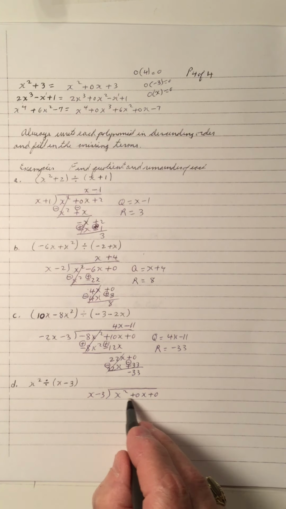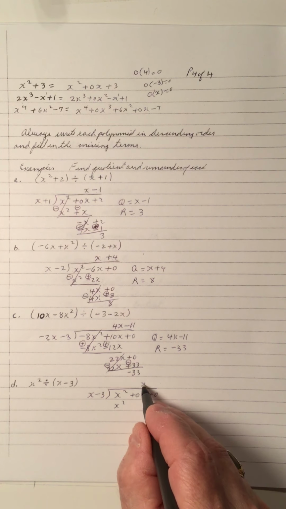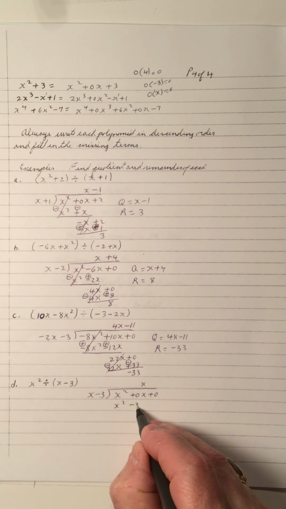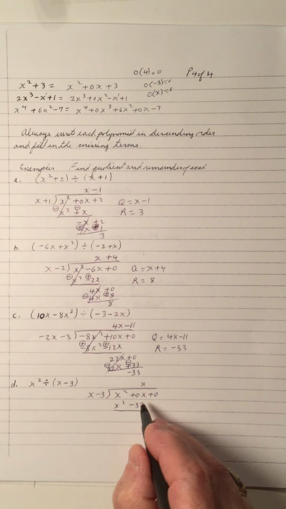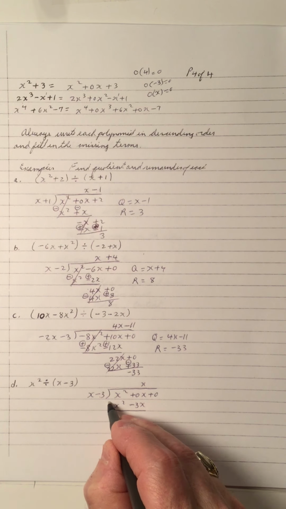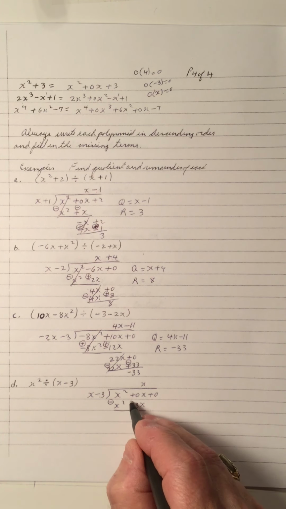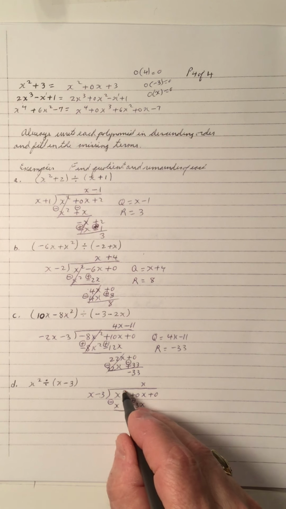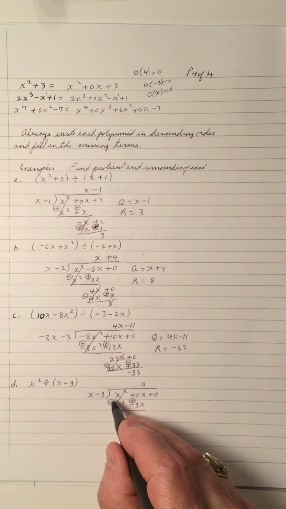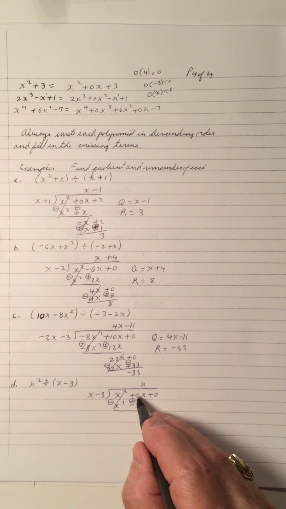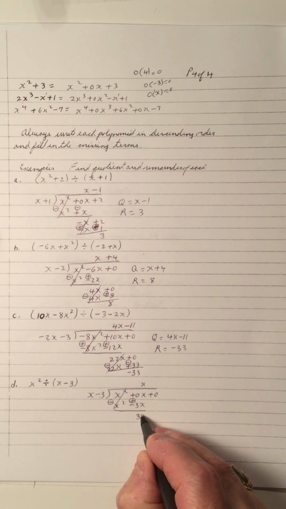So x into x squared goes x. The x goes above the x term. So x times x is x squared. X times negative 3 is negative 3x. Draw a line, subtract. Plus becomes a minus. The minus becomes a plus. So they cancel out. Plus 1 minus 1 is 0. And 0 add on 3 is a 3x.